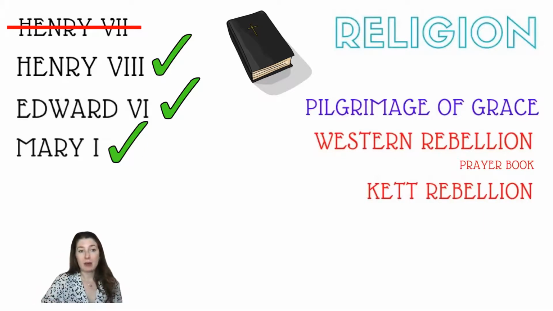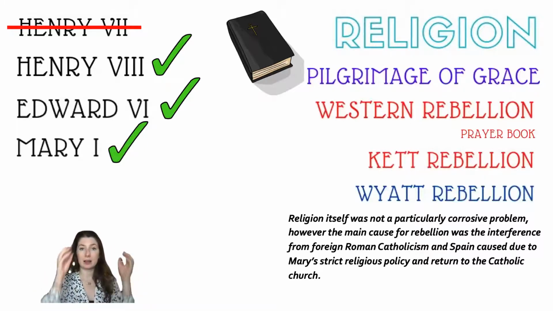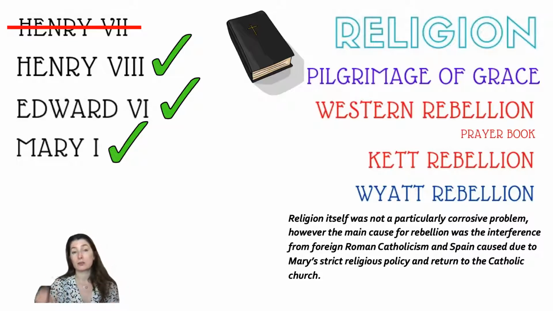Next, we're going to come to Mary. So the main rebellion under Mary that we're going to talk about is the Wyatt Rebellion. Now, I would suggest that religion itself in the Wyatt Rebellion was not particularly corrosive under Mary. I think on the whole, people accepted Mary's Catholic reforms and the change back to Catholicism. I think one thing which is important is that the main cause of this rebellion was what we might term xenophobia, fear of foreigners, hatred of foreigners. And in particular, it was the Spanish marriage to Philip of Spain that the people were against.